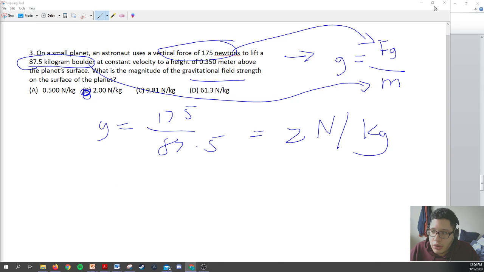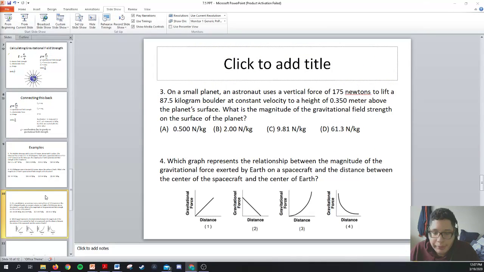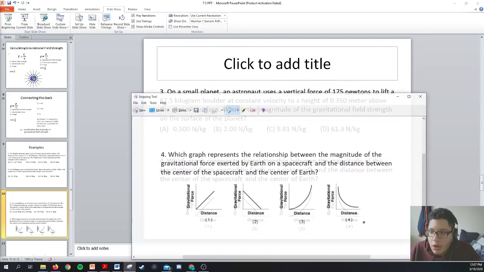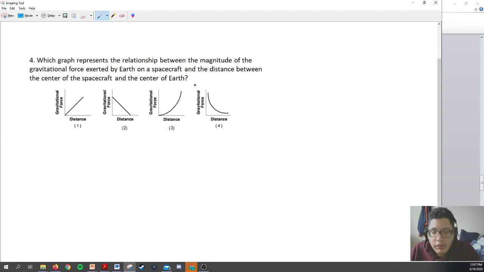Cool. Moving on to next question. Which graph represents the relationship between the magnitude of the gravitational force exerted by Earth on a spacecraft and the distance between the center of the spacecraft and the center of Earth? Well, we talked about this already. The idea that this is all based on this formula. F is equal to G m1 m2 over r squared. What happens to force as distance increases? Well, as distance increases, force is going to decrease exponentially.